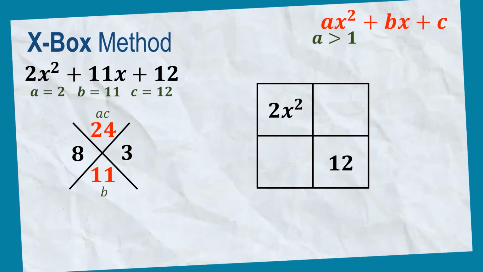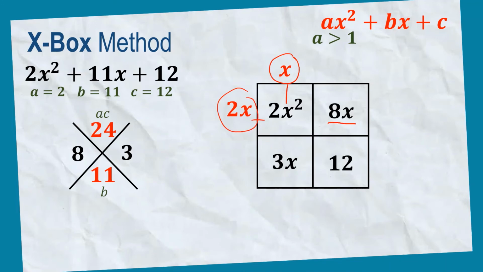Sa huling parte, we have the last term 12. At sa dalawang kahon na wala pang laman, isusulat po natin ang factors na 8 and 3 at i-multiply sa x. So we have 3x and 8x. Isulat natin ang factors ni 2x squared sa kanyang tabi. We have 2x and x dahil x times 2x is equal to 2x squared.